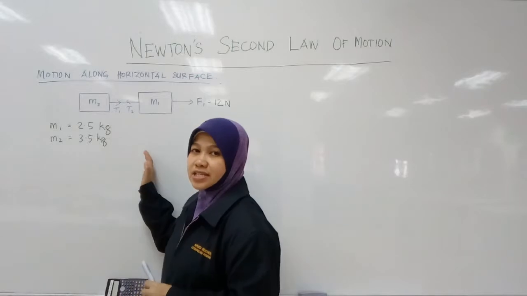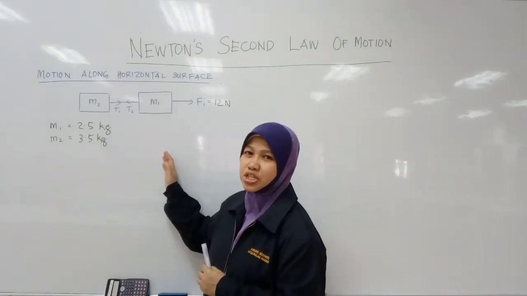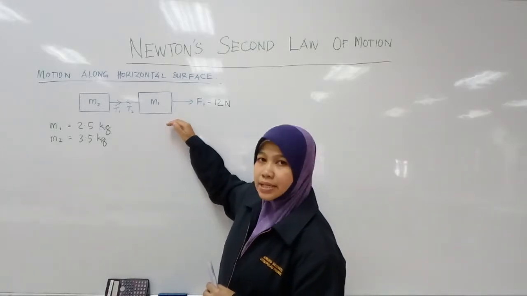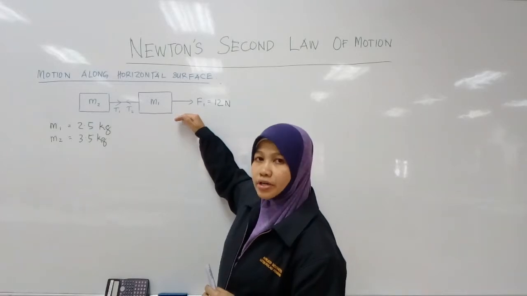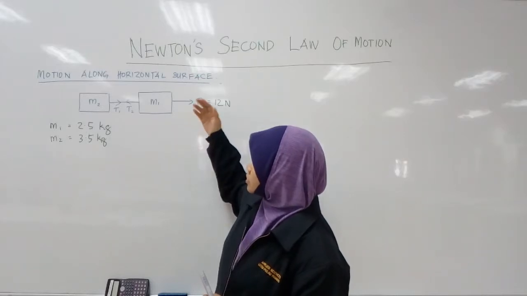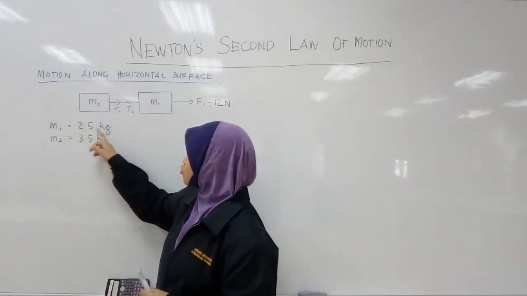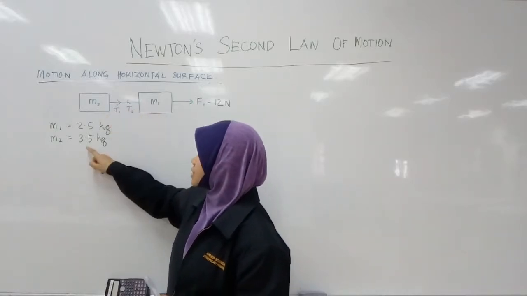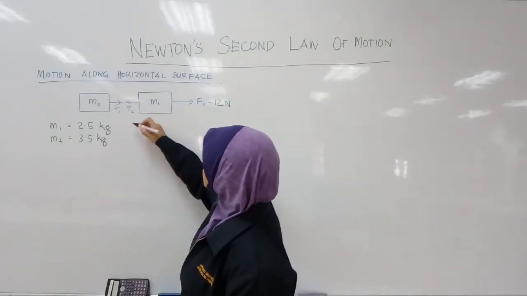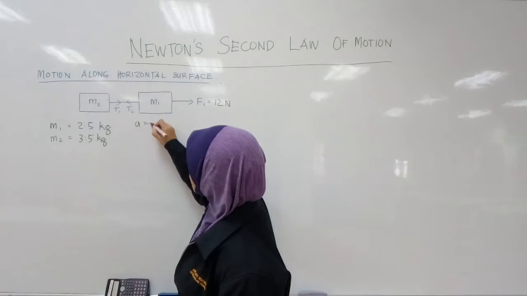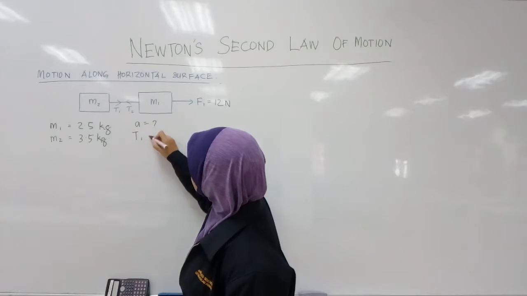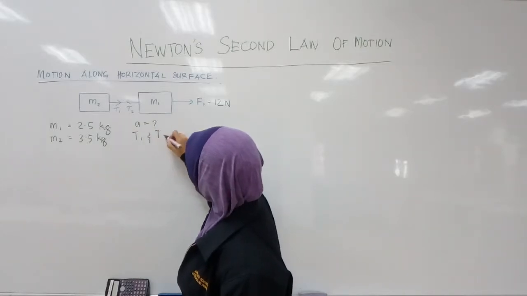Okay, let us see the first application. By seeing the figure here, we know that the objects rest on a frictionless floor. The mass of the first object M1 is 2.5 kg and the second object is 3.5 kg. The question asks you to find the acceleration of the system, and the second one is the value of T1 and T2.